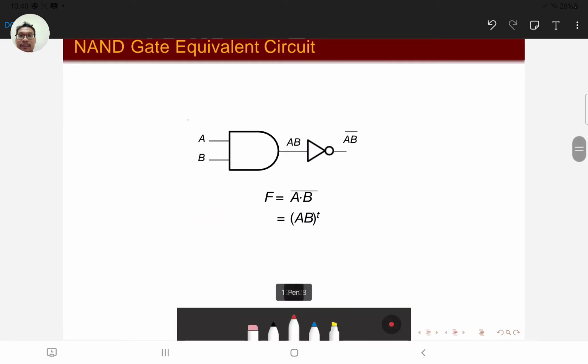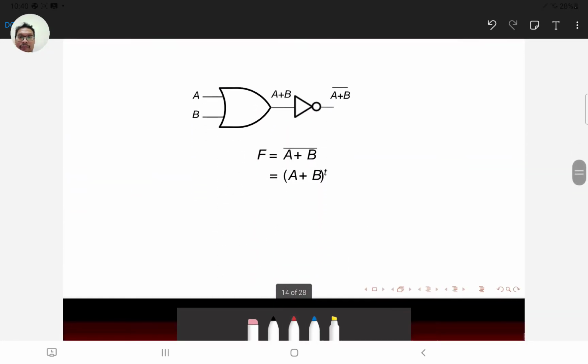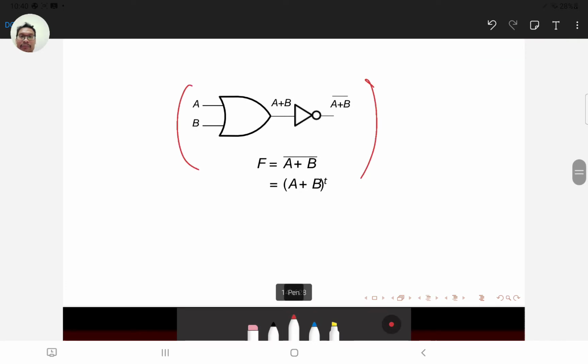So as you can see here, this is an equivalent NAND gate. Another important logic gate is the NOR gate. In the NOR gate, we have a basic OR with a bar at the end there. Similarly, we can have something like this, where we have an OR gate connected directly to an inverter.